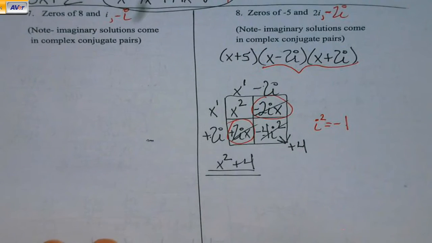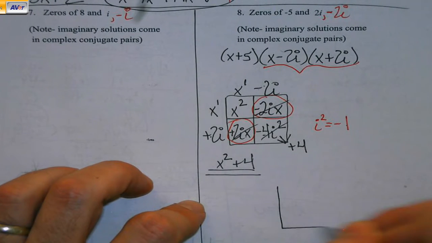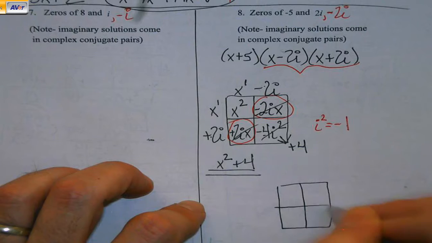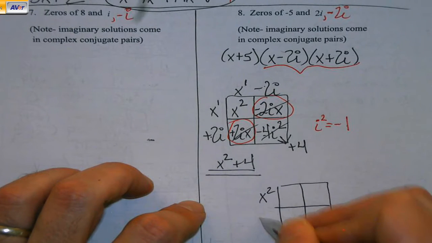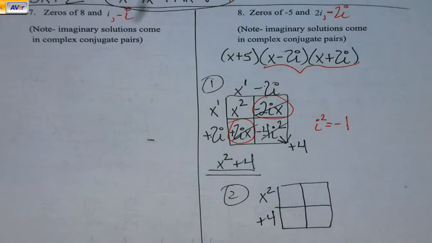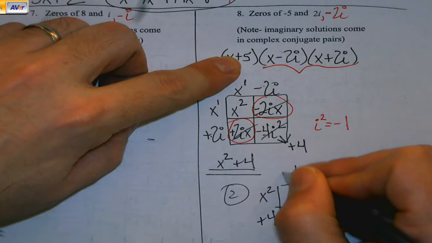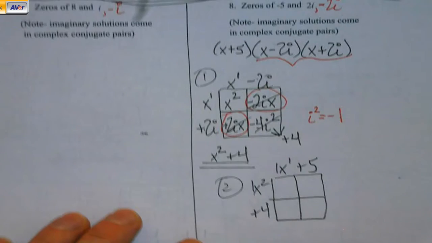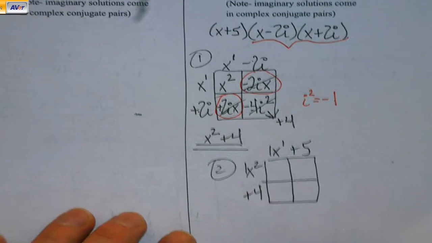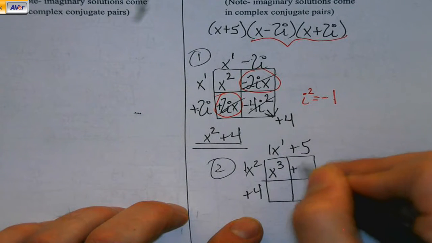So now that I've done that, I got one left to do. So I'm going to do one more box. The x squared plus 4 in one of them. I'll even label them here so we can kind of keep this straight. And then my x plus 5. So last box, still going to add my exponents. Still going to multiply my coefficients.